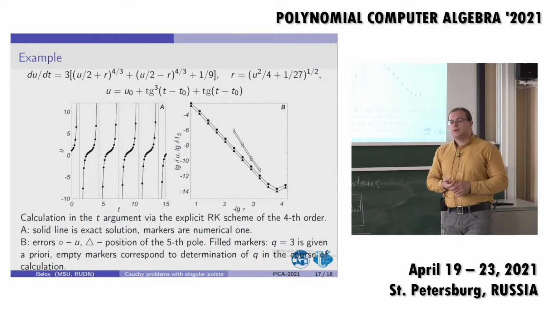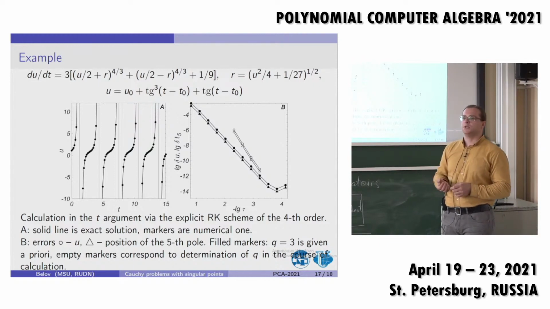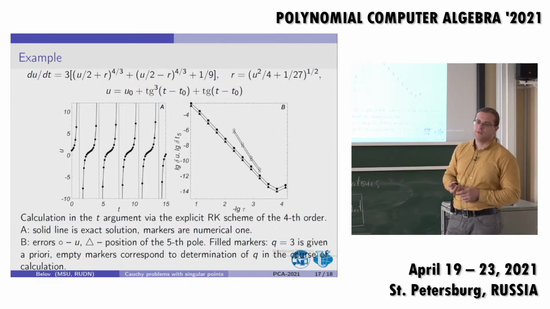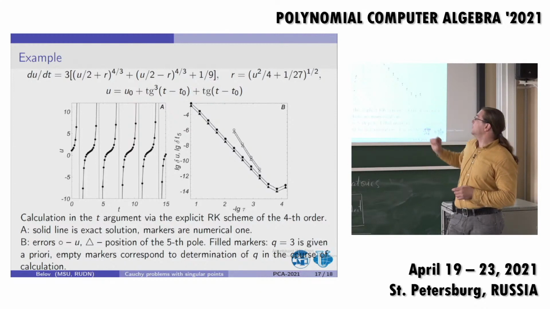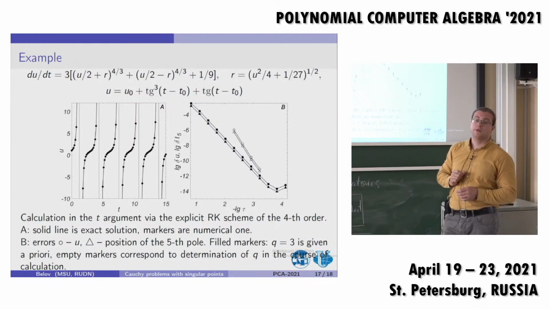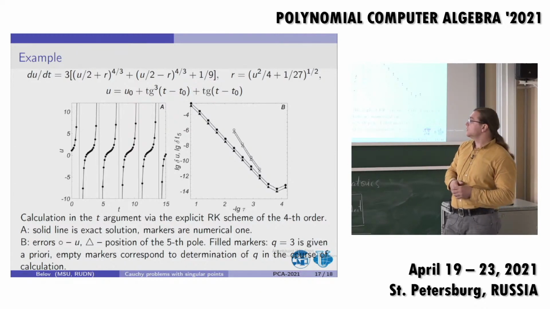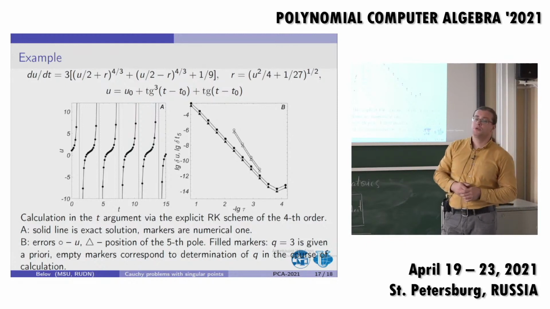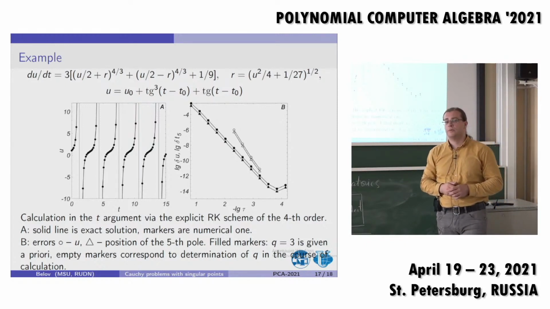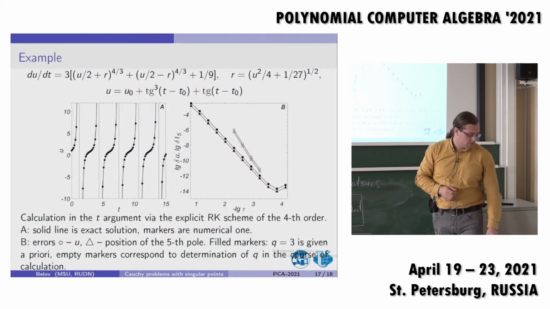And in the second set of calculations, we detected the singularity in the course of calculation using the diagnostics procedures. These errors are shown by empty markers, and the accuracy, of course, is worse than in the first set of calculations, but the difference between the curves vanishes as we thicken the meshes. So we can see that the proposed approaches allow us to calculate such problems with accuracy up to round-off error.